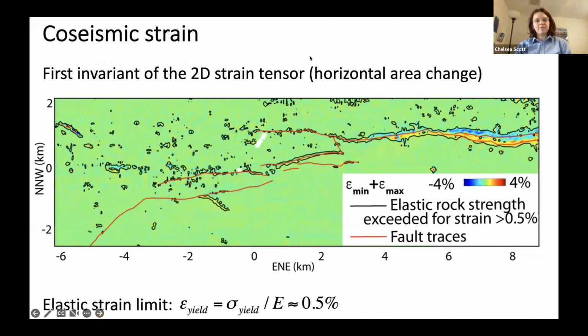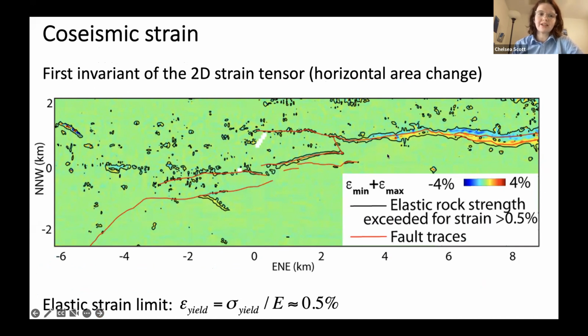So here is a map of the coseismic strain. In particular, this is looking at the first invariant of the 2D strain tensor. So that's the horizontal area change. And then in red are those faults.